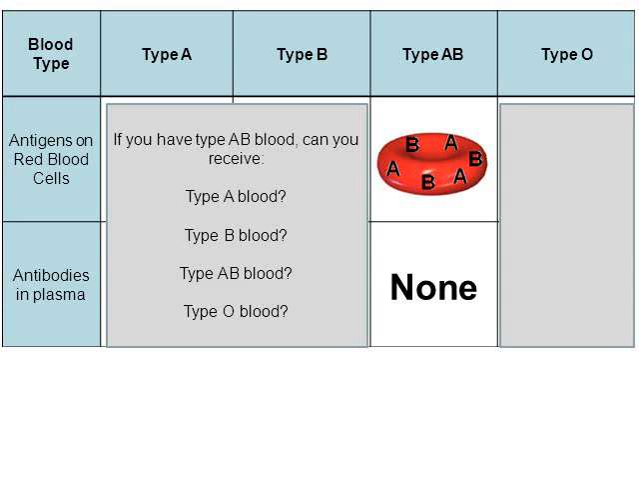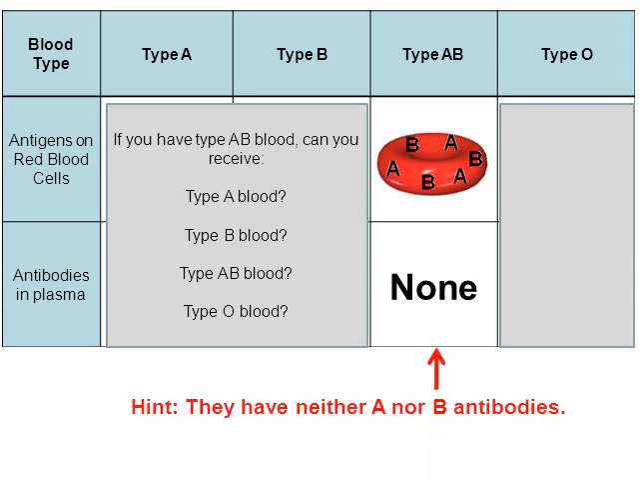Here's type AB, same question. Pause the video. I'm going to go over the answers in 3, 2, 1. So if you have type AB blood, you have to remember that they don't have either the A or the B antibodies. So they don't have antibodies. Antibodies do the attacking, and this person doesn't have antibodies. That should tell you that all the blood types are safe. If they don't have antibodies, they don't have anything to attack the donated blood.